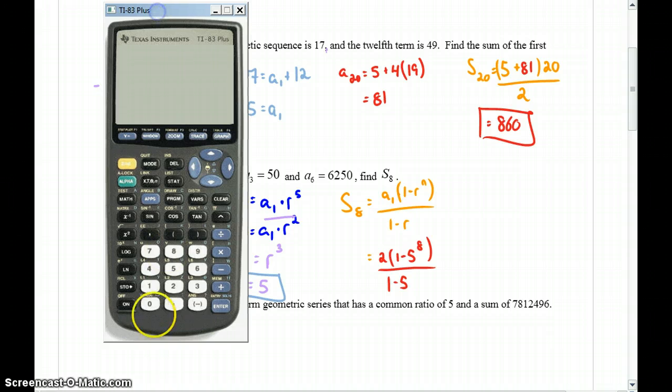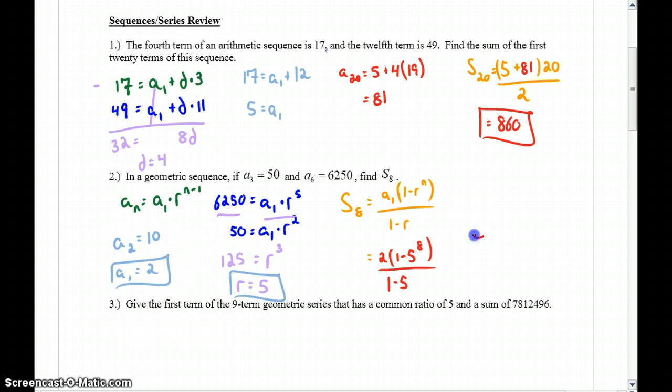Putting that into my calculator, 2 times 1 minus 5 to the 8th power, divided by 1 minus 5, putting it in parentheses to not get a miscommunication. I end up with 195,312.